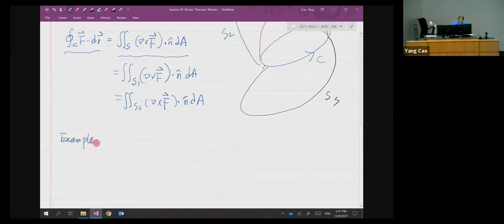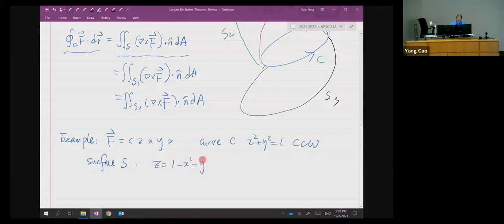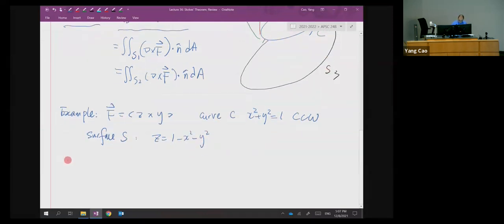Let's take a look at one more example on Stokes theorem. Given the vector field F equal to (z, x, y), and curve C as x squared plus y squared equals 1, counterclockwise. Surface S is z equals 1 minus x squared minus y squared. Calculate this vector line integral using Stokes theorem.